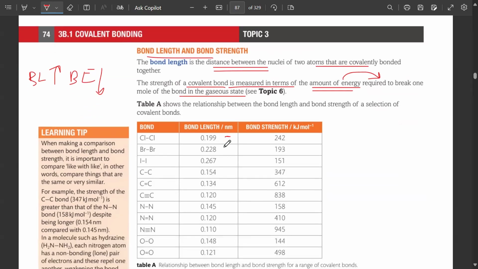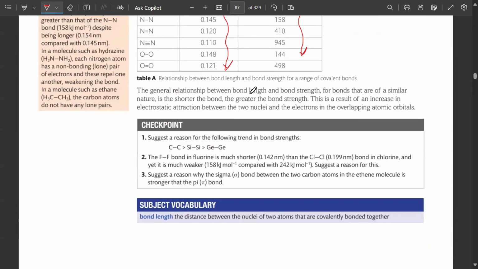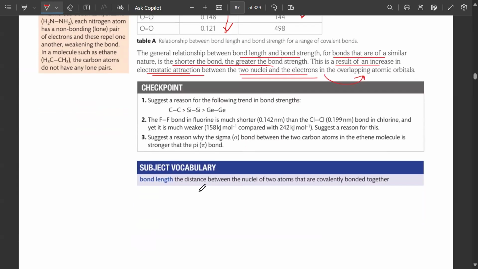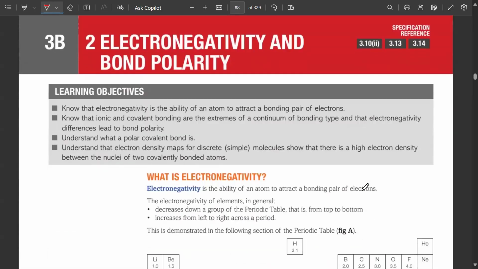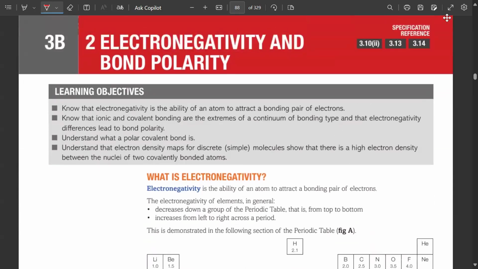And here you can see that as the bond length is decreasing, the bond strength is increasing in some cases as well. So the general relationship between bond length and bond strength is that for bonds of a similar nature, the shorter the bond, the greater the bond strength. This is a result of an increased electrostatic attraction between the nuclei and the electrons in the overlapping atomic orbitals. So bond length is the distance between the nuclei of the two atoms that are covalently bonded together. Got it? Good. Let me show you one thing.